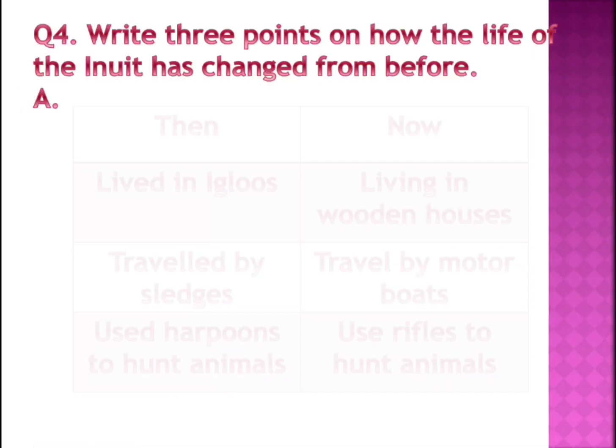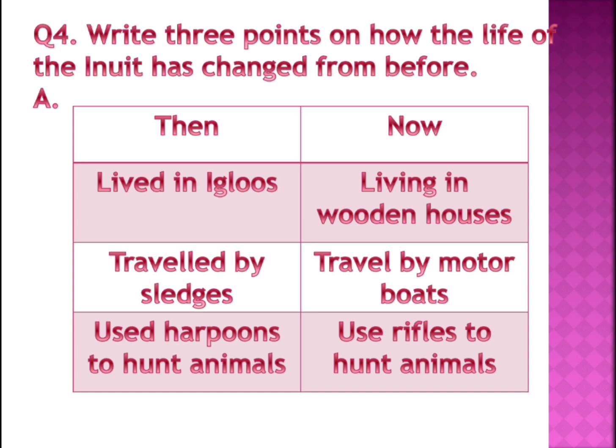Coming to your next question: write 3 points on how the life of the Inuit has changed from before. That means earlier how they used to live, and after the technology development, how they are living. Earlier they used to live only in igloos, isn't it? Now they are living in wooden houses. And they used to travel with sledges pulled by husky dogs, isn't it, children? Now they are using motorboats.